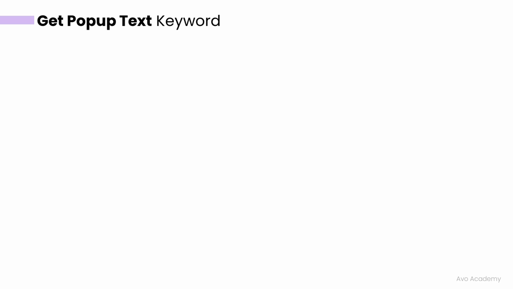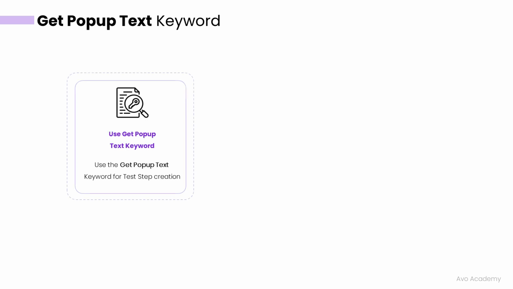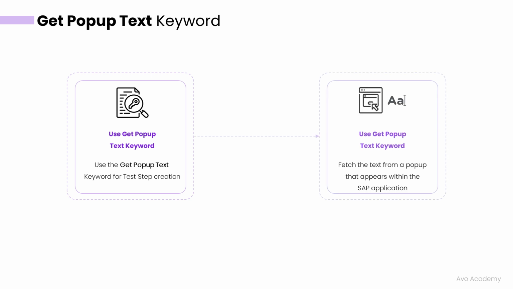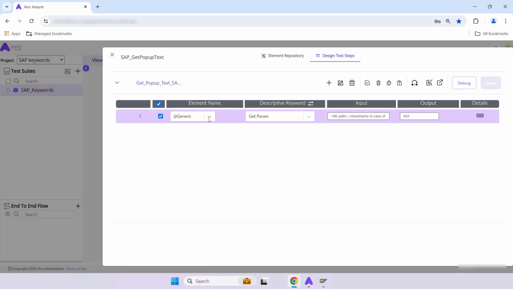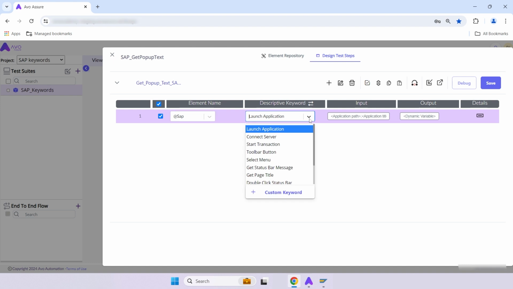In this video, you will explore the Get Pop-up Text keyword in Avo Assure, and how it is used to fetch the text from a pop-up that appears within the SAP application. Begin by adding the first test step by selecting @SAP from the element name drop-down. Select Close Window as the keyword.